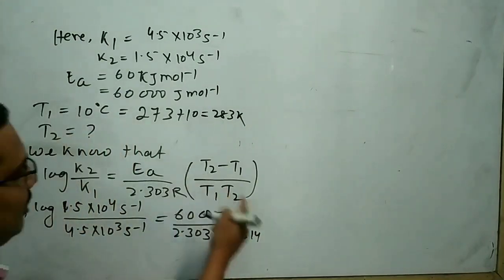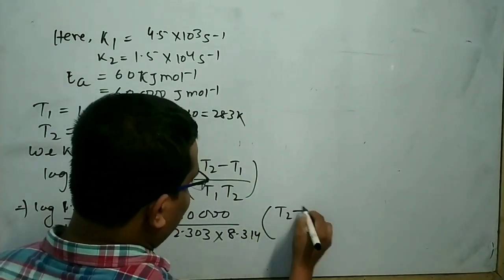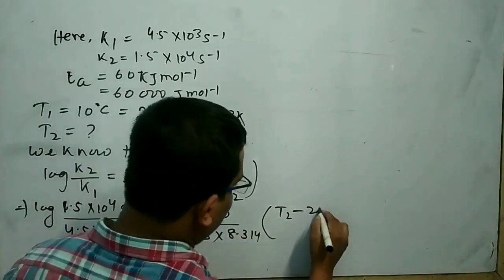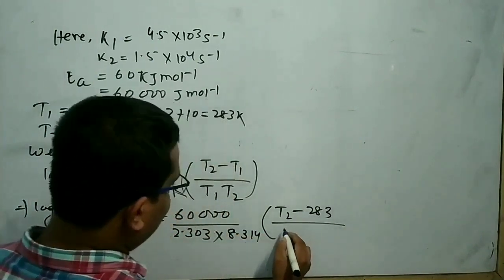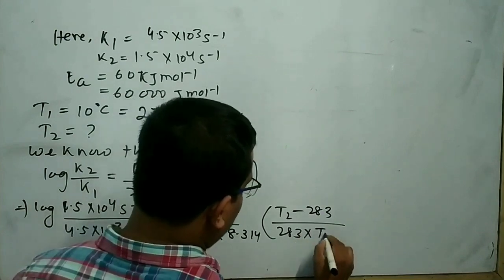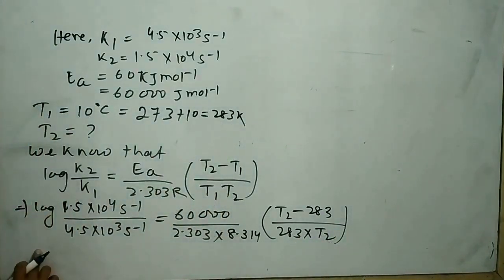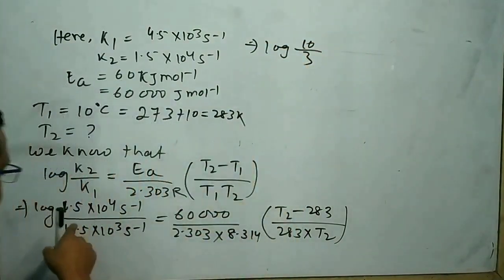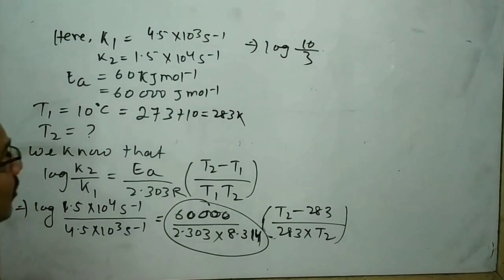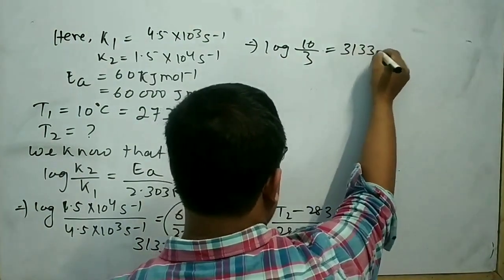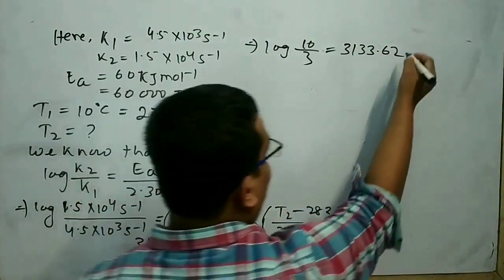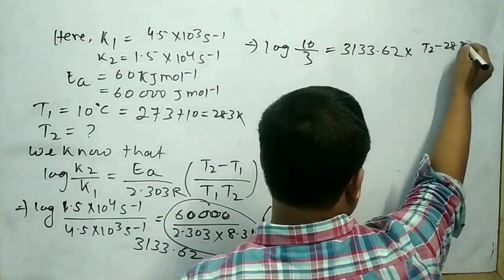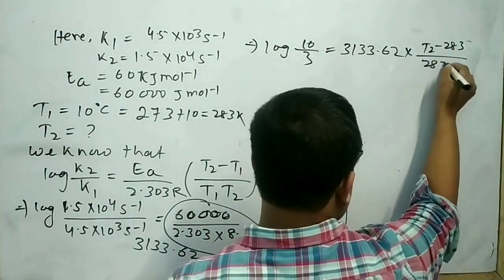Here T2 is our aim to find out. T1 is 283 Kelvin, divided by 283 into T2. By solving this, we can write log of 10 by 3. By solving this term, I can write 3133.62. Then I can write (T2 minus 283) divided by 283 T2.